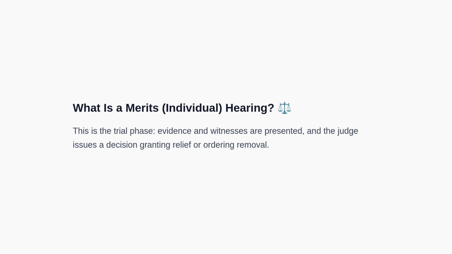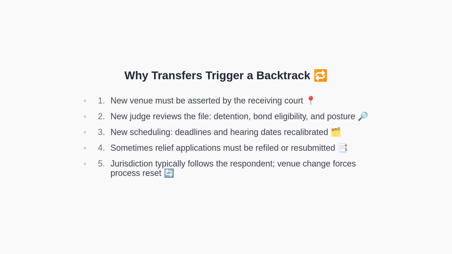Now that we understand the two hearing types, let's examine why a transfer can push a case backward from merits to master calendar. When a detained respondent is moved across state lines and into a different immigration court's coverage area, the receiving court must first assert venue and bring the case into its docket. A new judge will review the case file, focusing on detention status, any bond issues, and the current procedural posture. Because the judge's calendar and local procedures differ, scheduling and filing deadlines are reset, and in some jurisdictions, certain applications or exhibits may need to be resubmitted. Importantly, jurisdiction generally follows the respondent, but the venue change triggers the procedural reset.